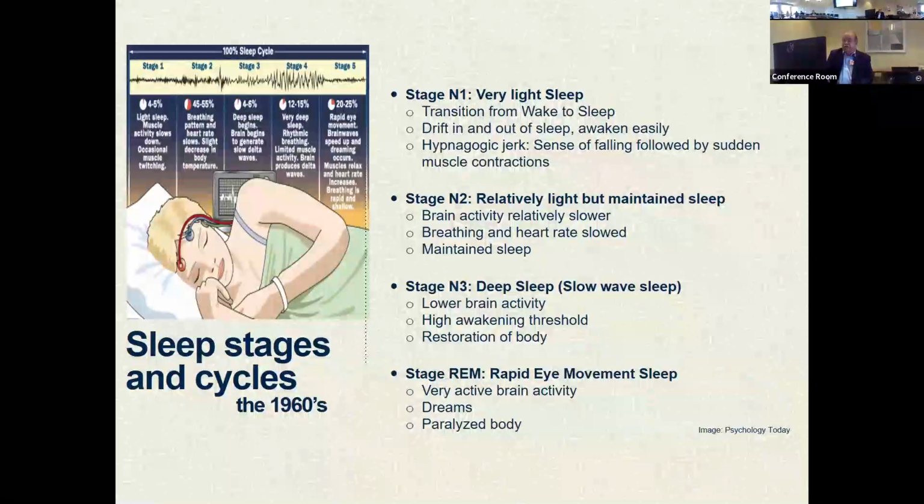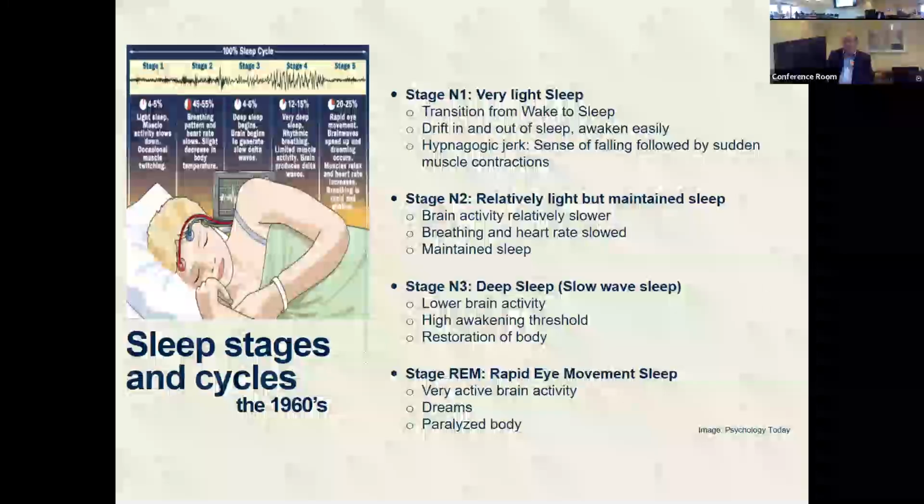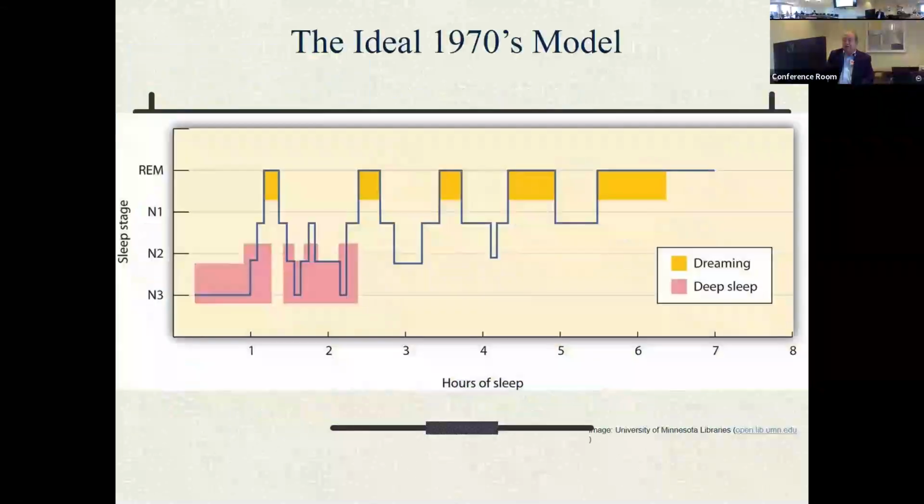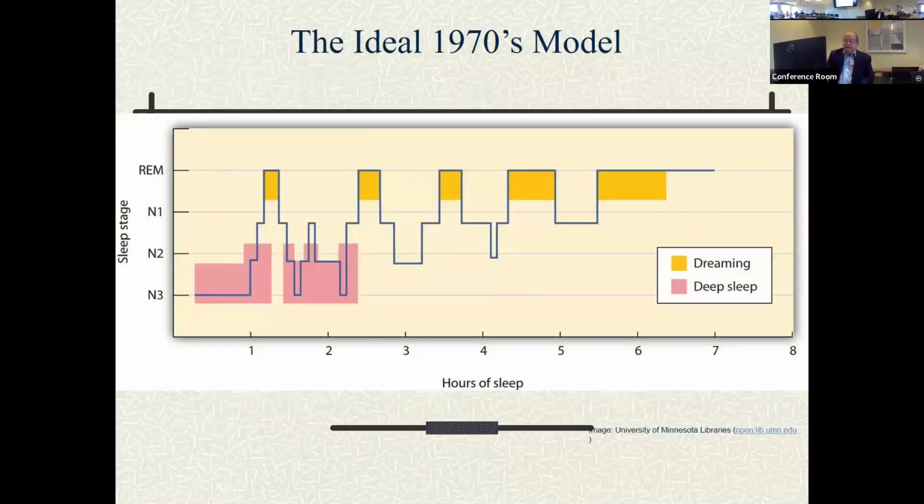So there are stages: very light sleep, light but maintained, deep slow wave sleep. And this is the 60s. This was described and finally codified into these stages that you go through. That's the ideal 1970s model: when you go into N3 sleep, you pop out into REM sleep, and you have less N3 sleep and more REM sleep during an idealized night.